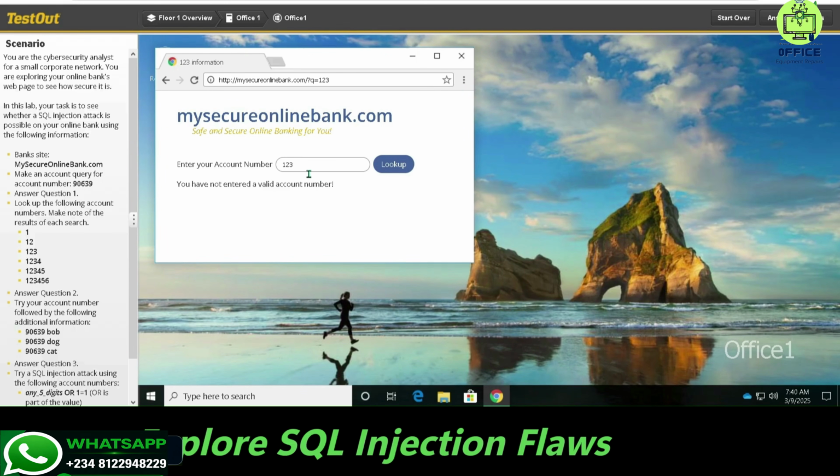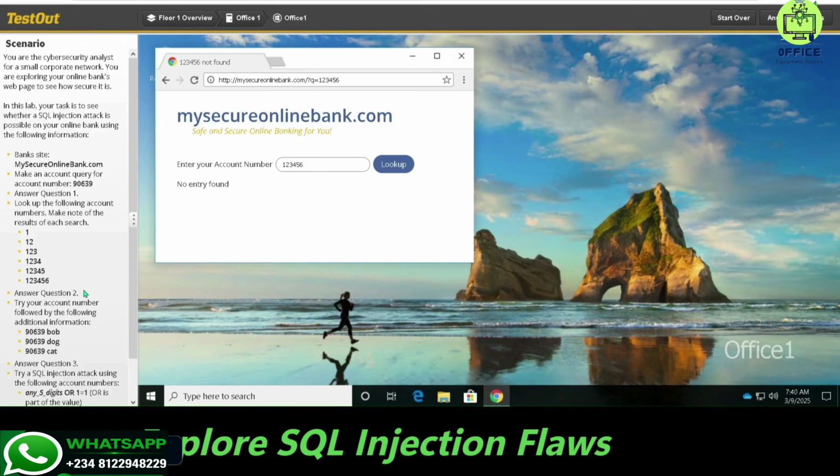Let's do 1, 2, 3, 4, and it's still the same thing. Let's do 1, 2, 3, 4, 5. It's still the same thing. Let's do 1, 2, 3, 4, 5, 6. No entry found for that.